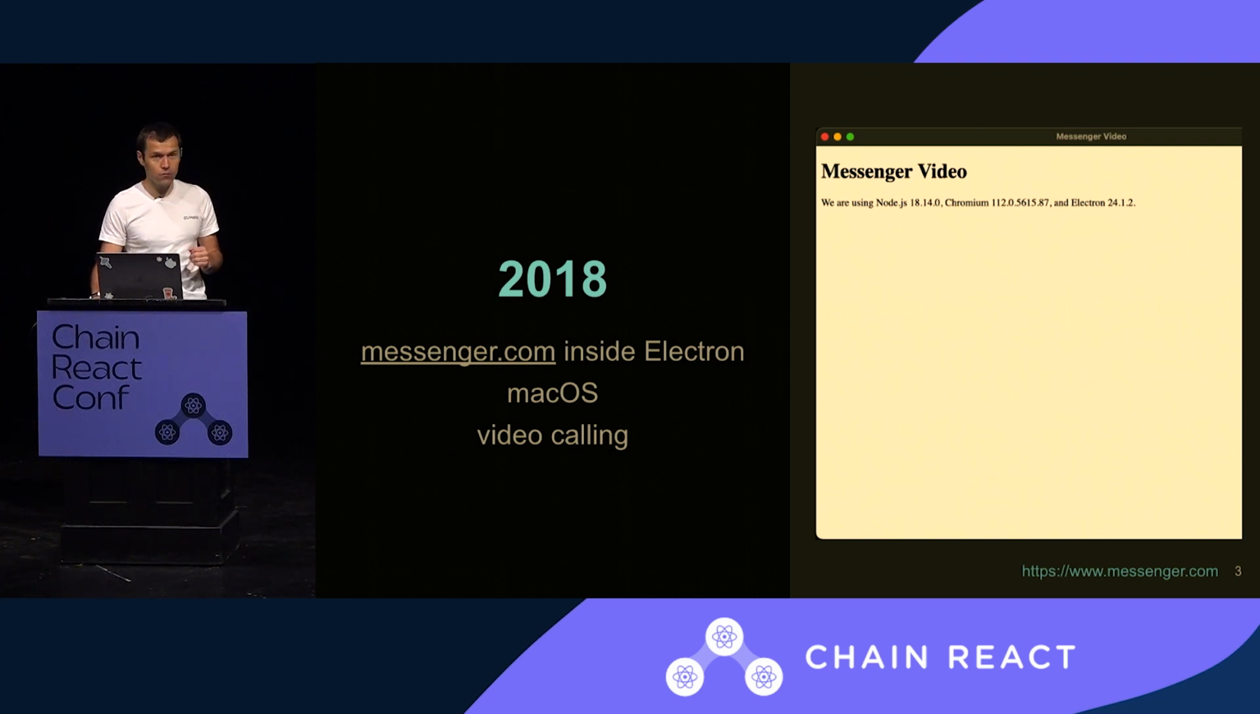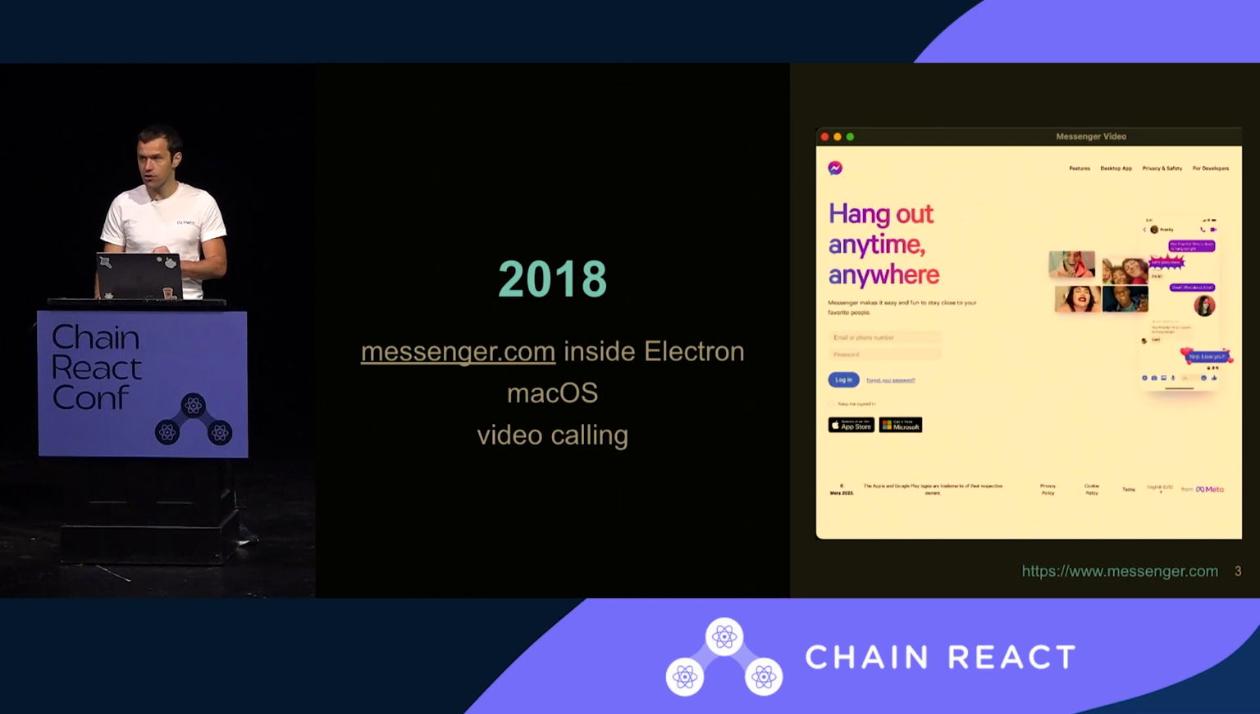So we did what most other people would do at this time. We built a small prototype. We used Electron. We took the messenger.com code base, and we were basically loading it inside an Electron shell. This was really simple. We made this application available for Mac only, and we only supported video calling. It was a prototype. A small team was working on it. We shipped it to a small target audience. We had some Messenger power users whom we wanted to try out this application.